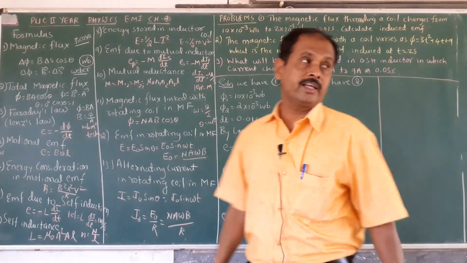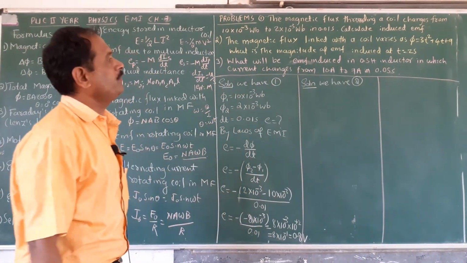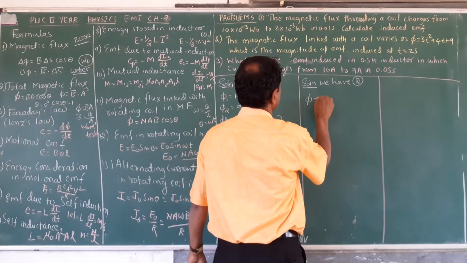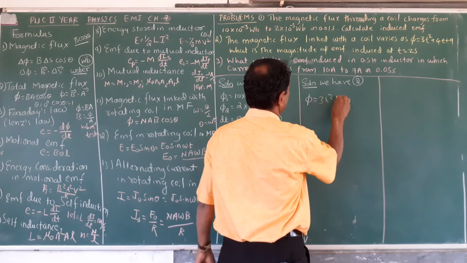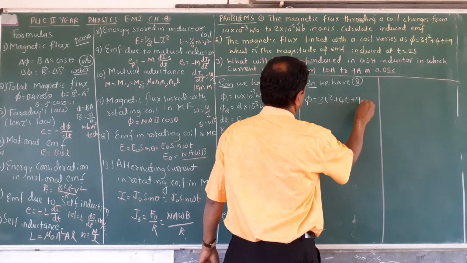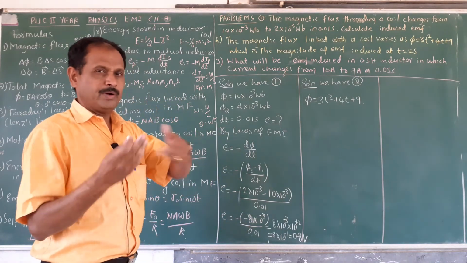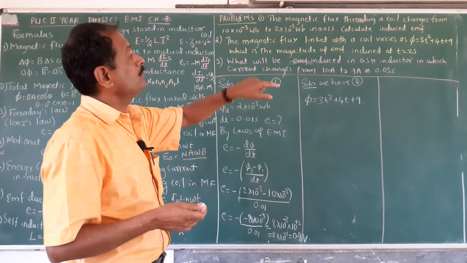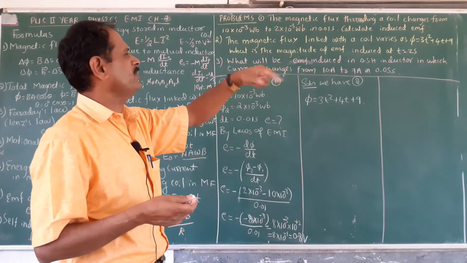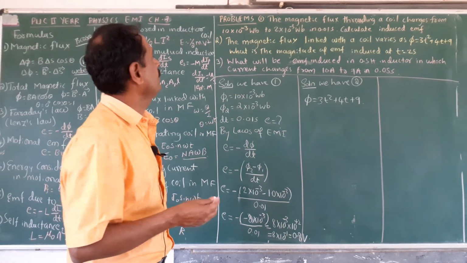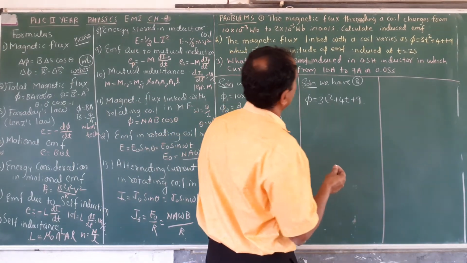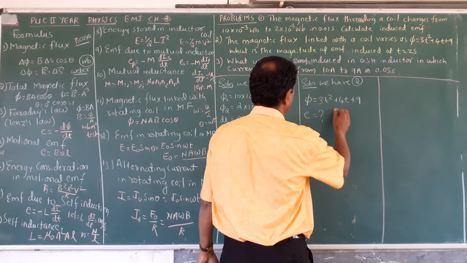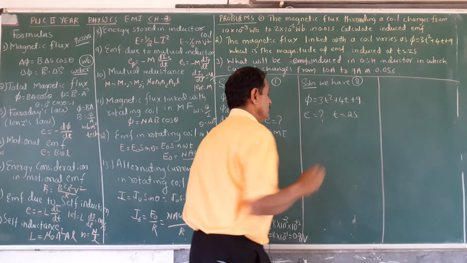The magnetic flux linked with a coil varies with time. The equation is 3t square plus 4t plus 9. It varies like this, like y is equal to mx plus c, with respect to time. 3, 4 and 9 are the constants. What is the EMF induced at t is equal to 2 seconds? E is equal to question mark at t is equal to 2 seconds.